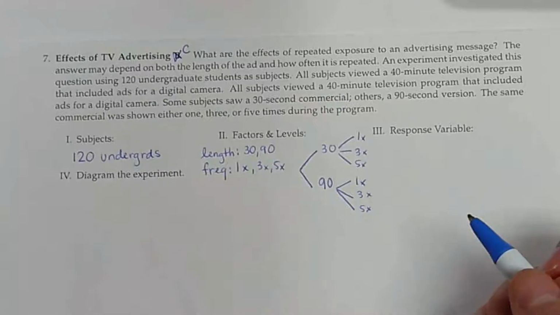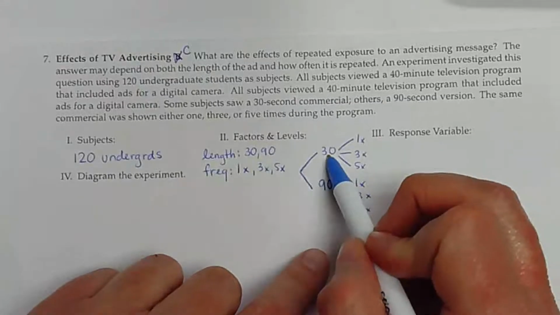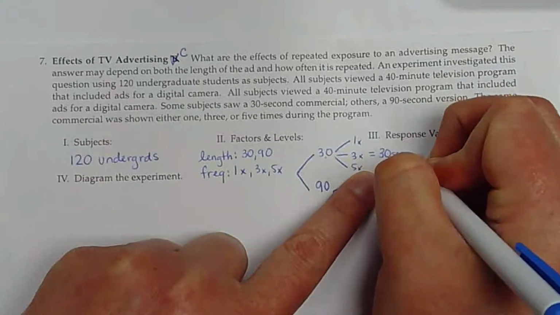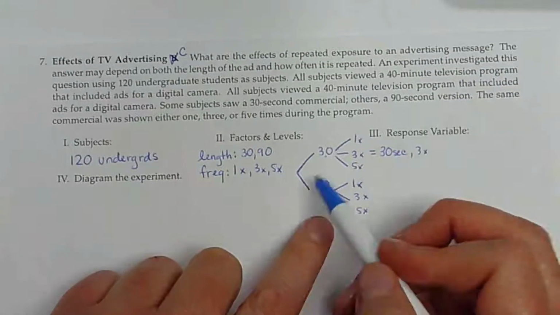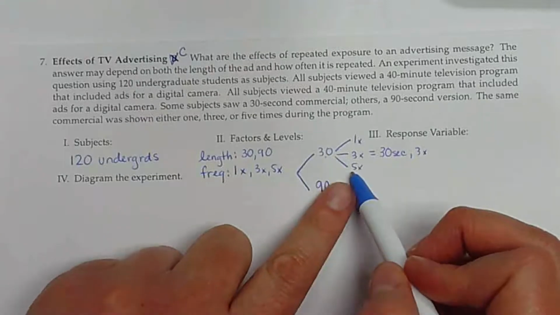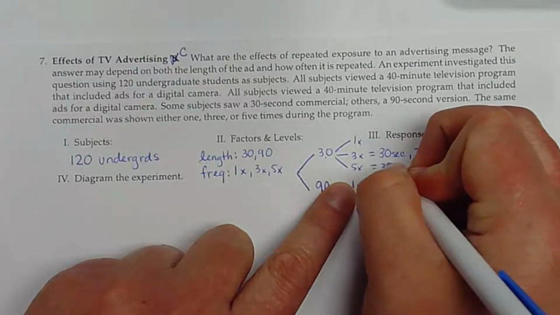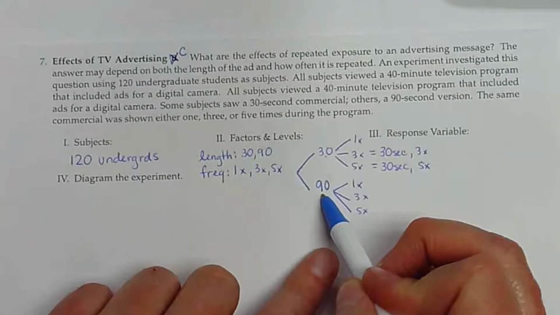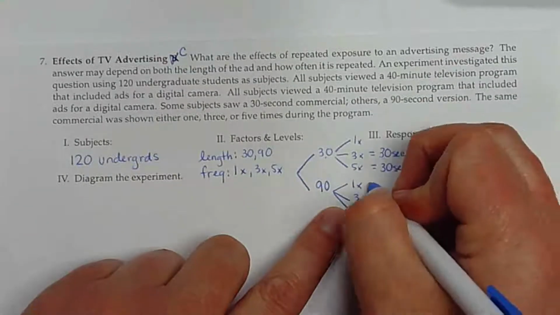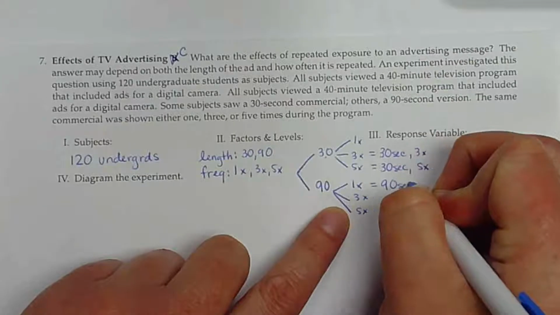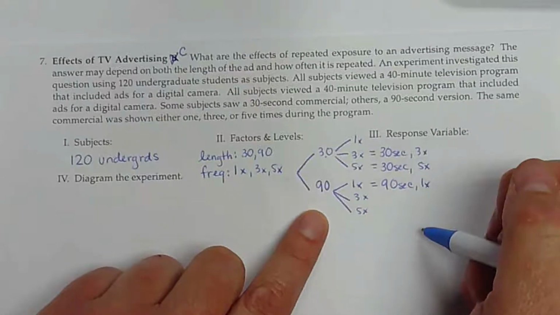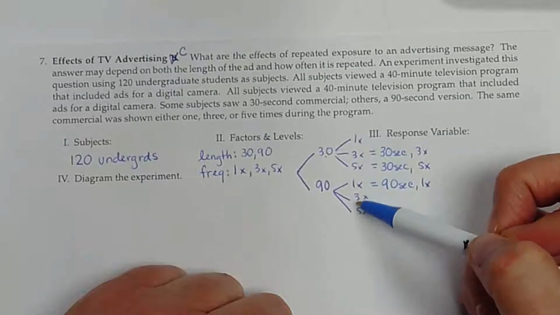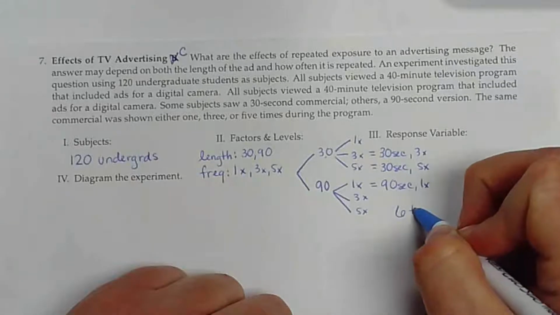So the way to read this is 30 seconds and 3 times. This line here says it's a 30-second commercial, and we showed it 3 times. This one here is 30 seconds and 5 times. This branch here is a 90-second commercial, but it's only shown once. And so you can list all of these out. What we get is 1, 2, 3, 4, 5, 6 treatments total.